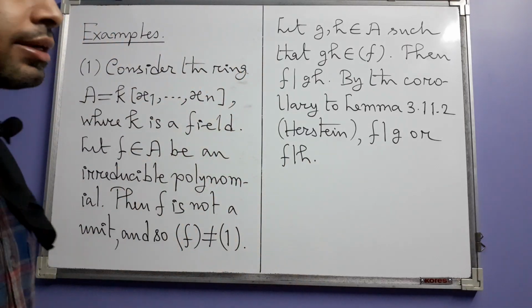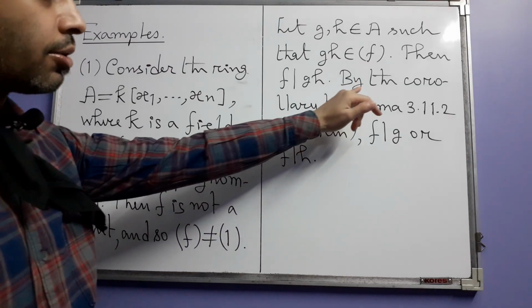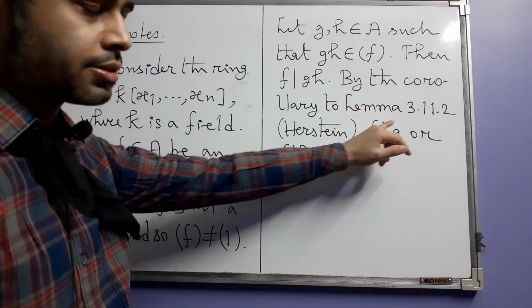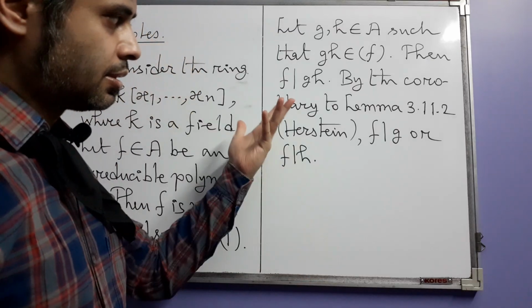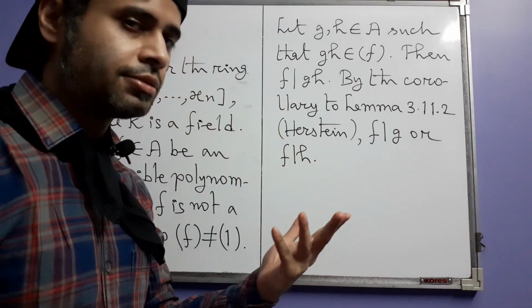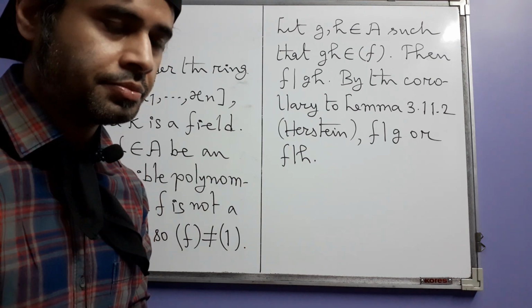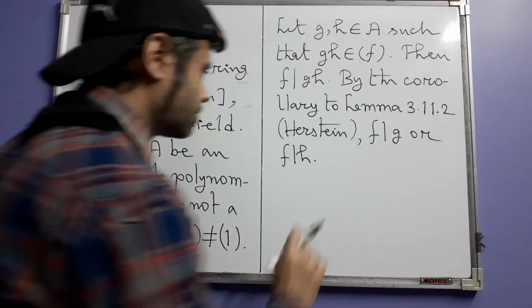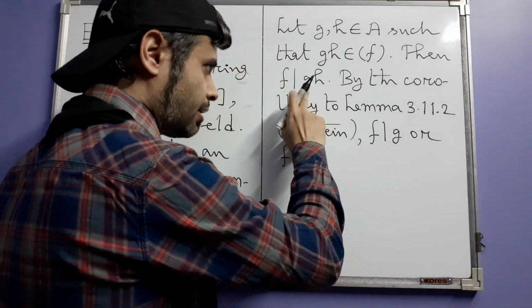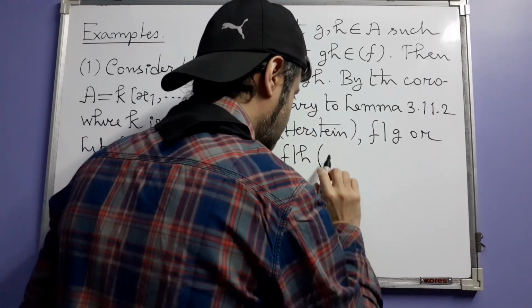However, there is a catch. The catch is that the way this corollary, and in fact the lemma itself, has been stated, in the book it has been stated for unique factorization domains, not any ring. Is our ring a unique factorization domain? Yes, it is. Luckily it is. And that is why we can apply this result here to draw this conclusion.